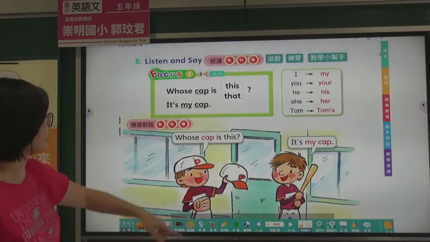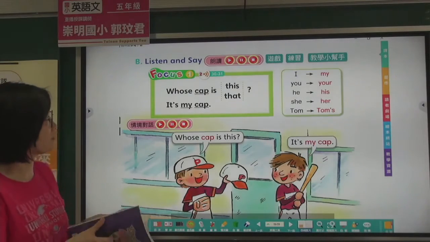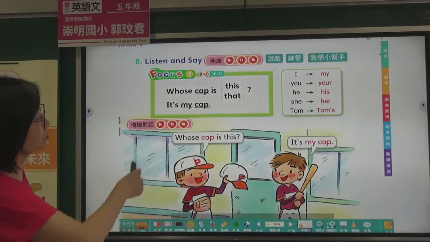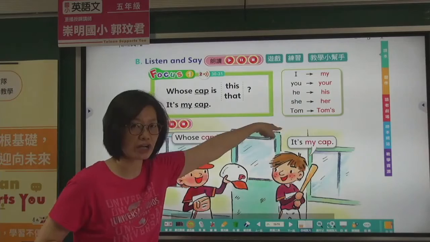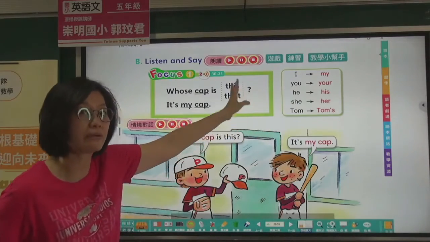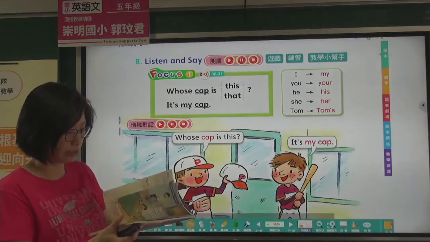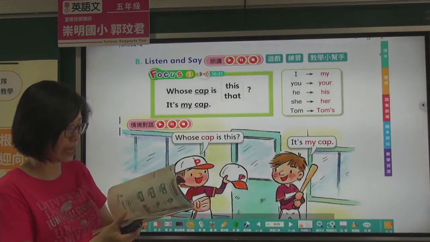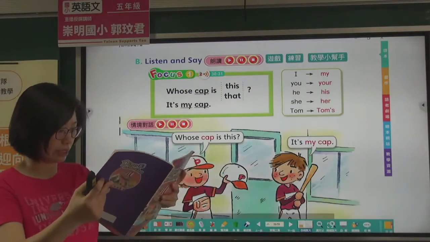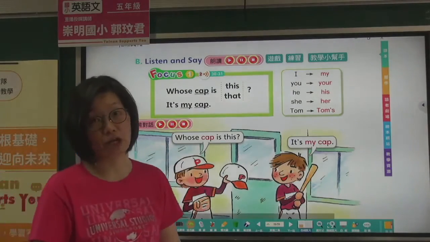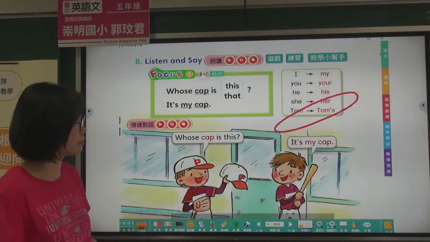Which page is this? You can find this page in your student book, and you can see there is a chart here, the possessive pronoun and the possessive adjectives. Which page is it? Can anybody find it or tell us? Page 58, right? Page 58. You can see that.